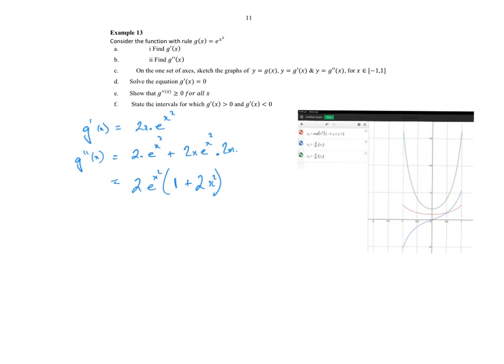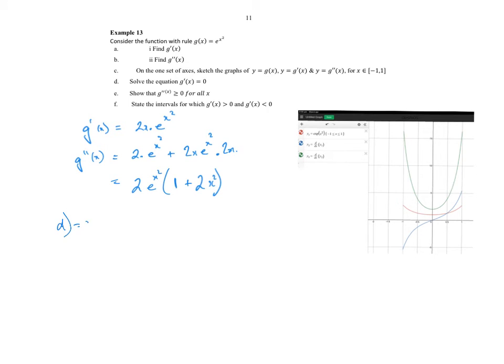Okay, so we can see there the three functions defined between -1 and 1. So the code there should tell you which one's which. All right, so solve the equation g dash of x equal to 0. So obviously that implies, so let's call that d.